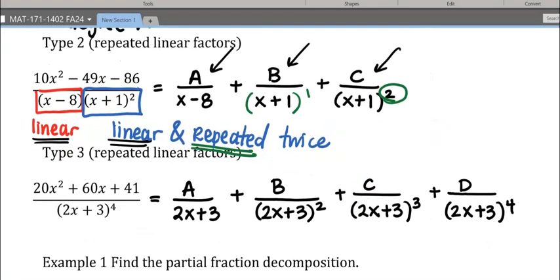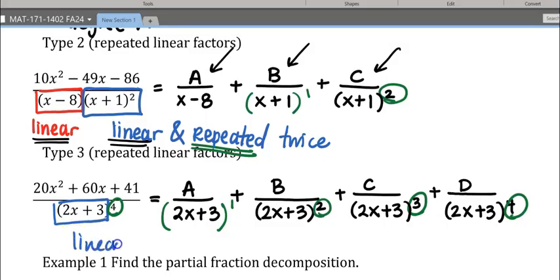You see the same kind of theme show up down here. 2x plus 3 is linear, but it's repeated. So we start at 1, 2, 3, and go up to 4. Because it was linear, the numerators are degree 0, degree 0, degree 0, degree 0.